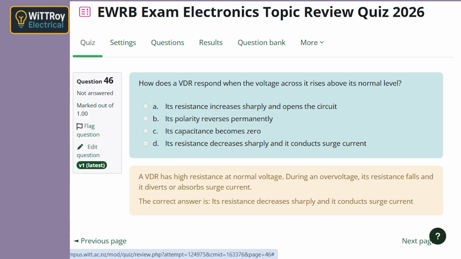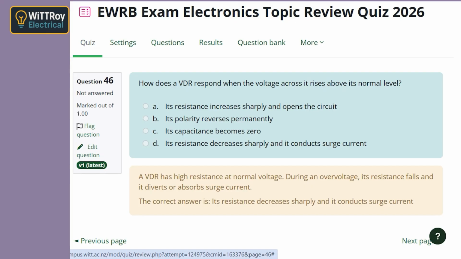Question 46. How does a VDR respond when the voltage across it rises above its normal level? I said its resistance rises and opens the circuit. I mixed up a VDR's response with the behavior of a protective device that disconnects the supply. Close in wording, but not in operation. Okay, let's slow the idea down. A VDR behaves the other way around.